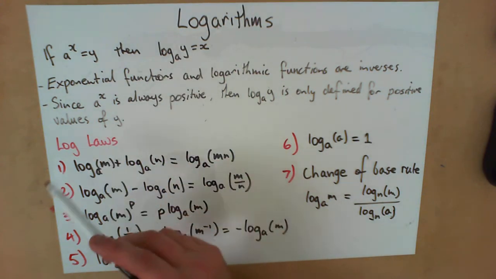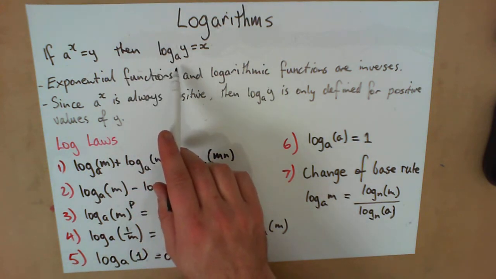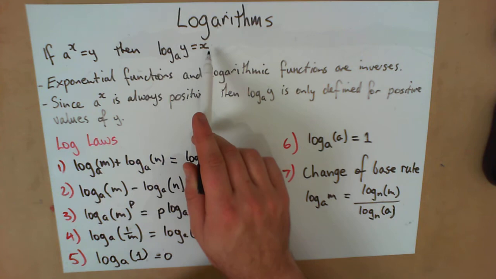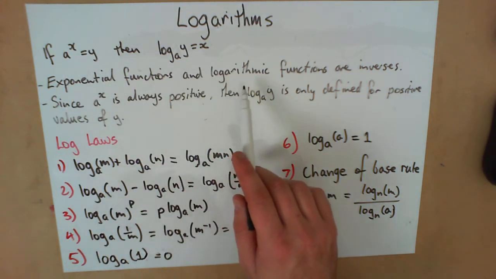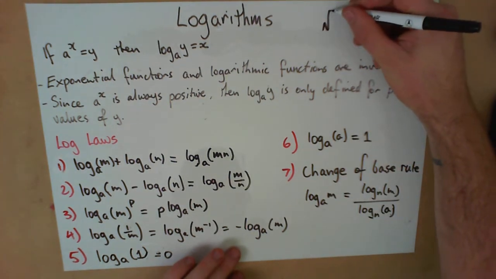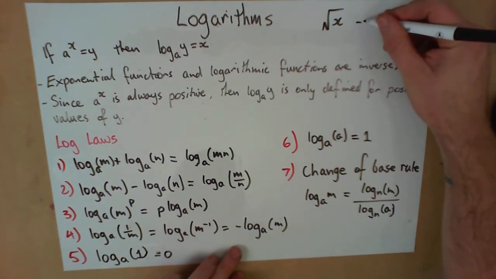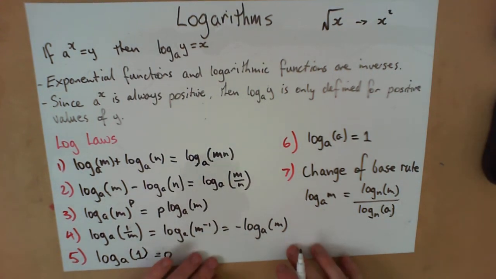See the notation I use then? Or the language I use, it's log to the base a of y equals x. These are linked because exponential functions and logarithmic functions are inverses. That's just like our square root function is an inverse of our squared function. They're opposite operations, they're inverses.